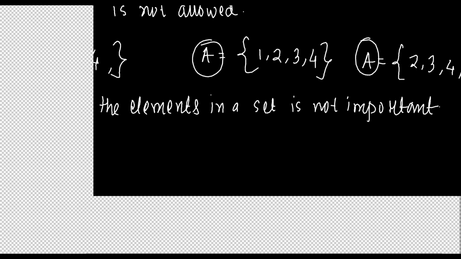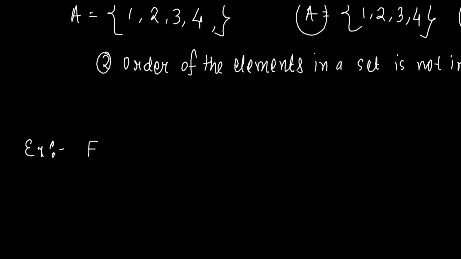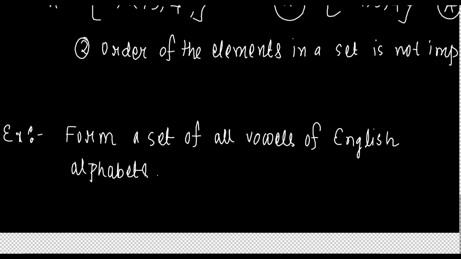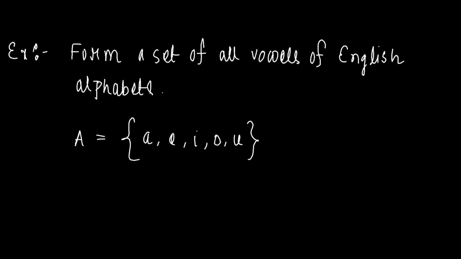Now some examples of forming a set. Form a set of all vowels of the English alphabet. So how will we write this set? We denote the set by capital A, and we have to write it in roster form or tabular form. We put a second bracket, then write the vowels: A, E, I, O, and U, with commas in between, and then end the bracket. So this is the set.